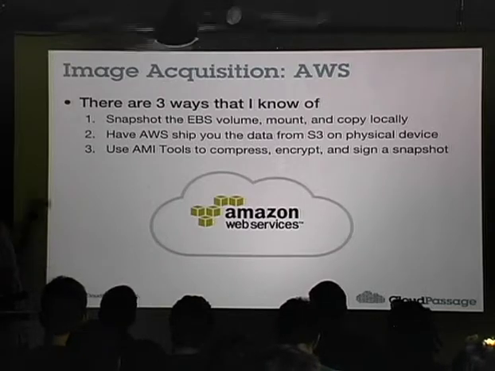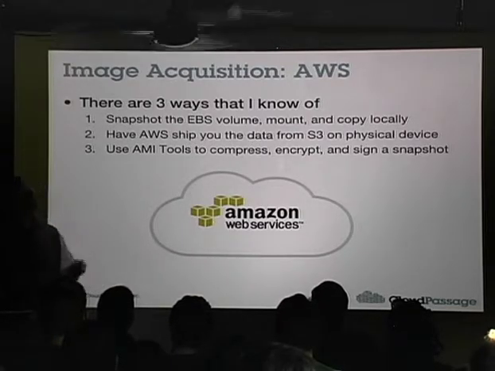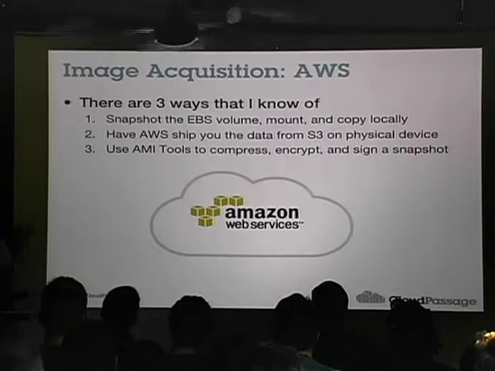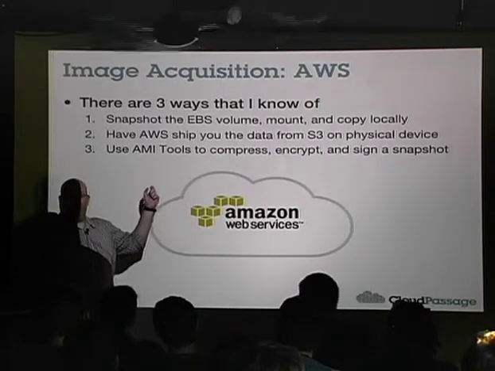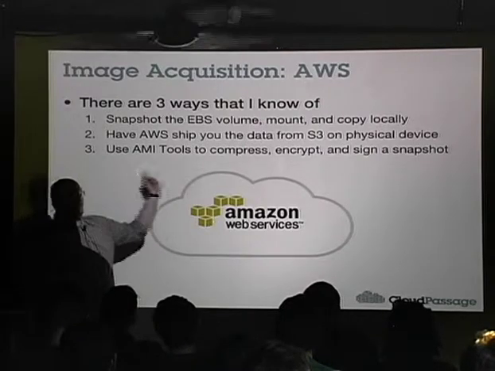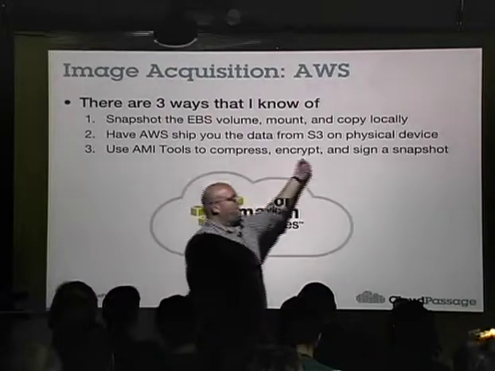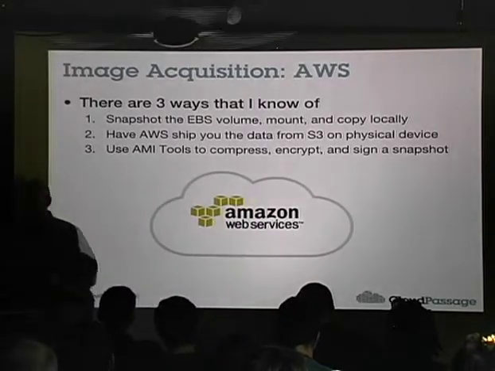So snapshot of the EBS volume, mount, copy it locally. So you copy the image file down. You can have AWS ship you the data. You have to send them a drive first, but we'll get that in a second here. Or you can use these AMI tools, which I found on Thursday. And I'm like, hey, these are pretty cool. You know, this seems like it solves all of the problems. Compress, encrypt, and sign a snapshot. And then I can use that for my forensic analysis.